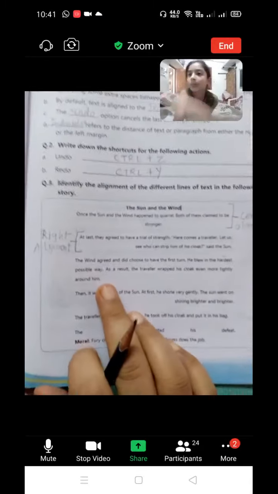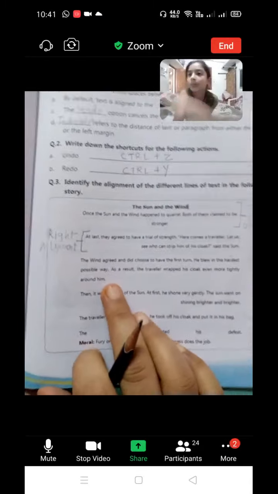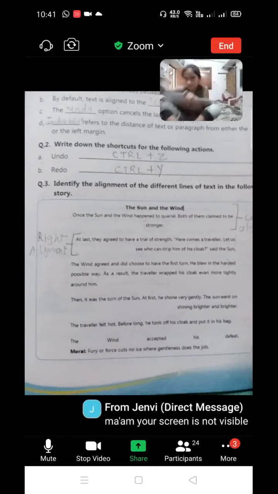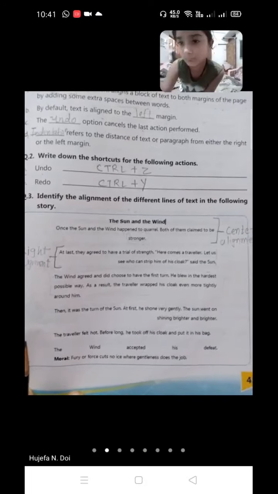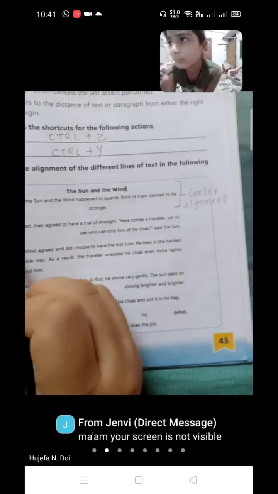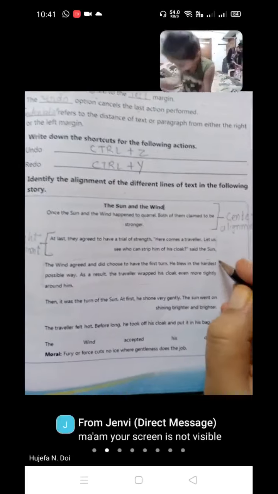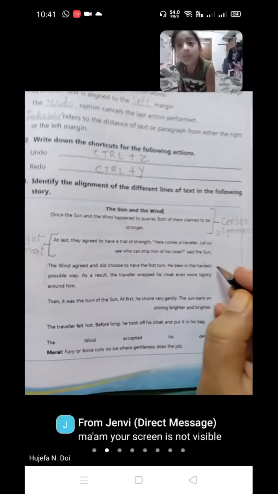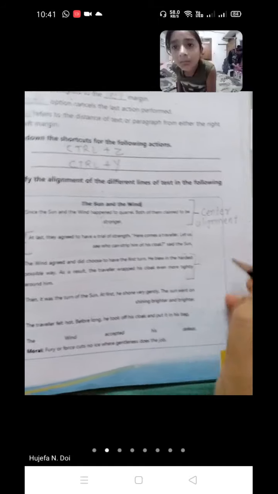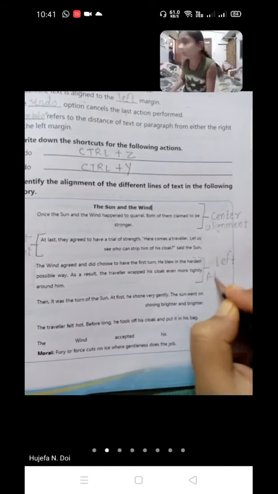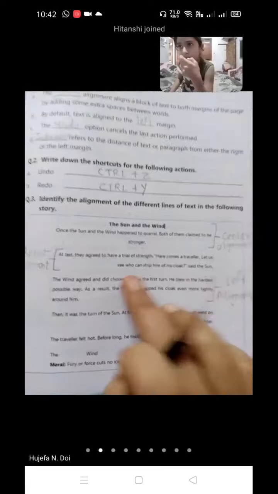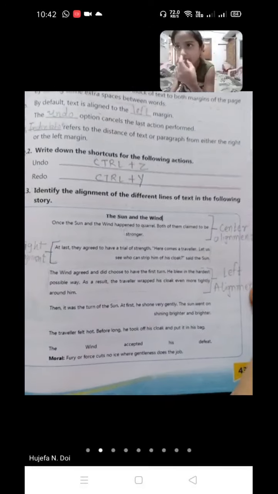Okay, next. This one sentence. We are doing it for a paragraph. You can see that it's arranged from the left side, not from the right side. So by default, this is the left alignment. First center, then right, then left.